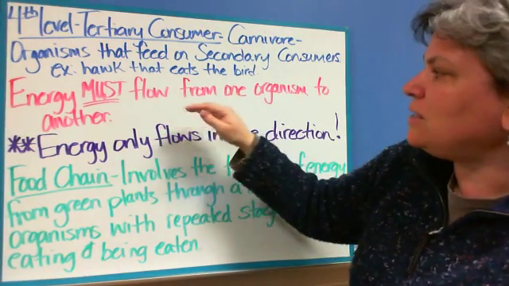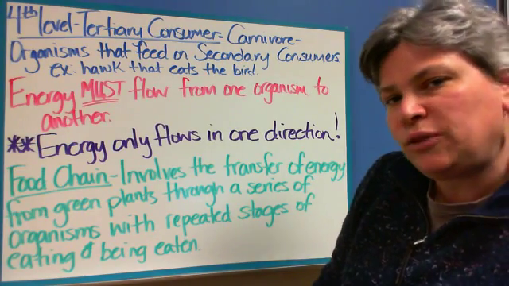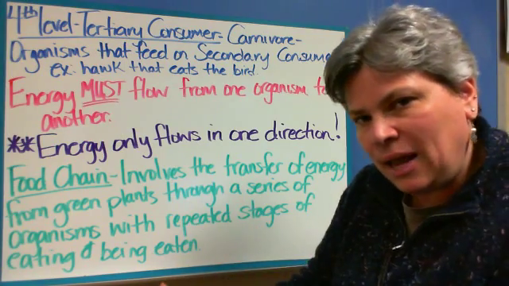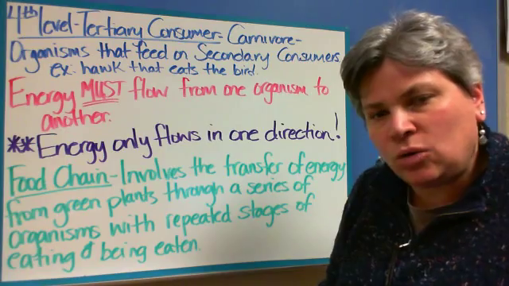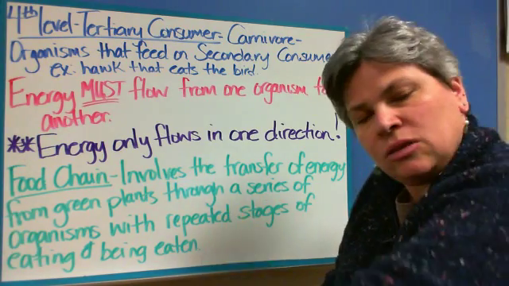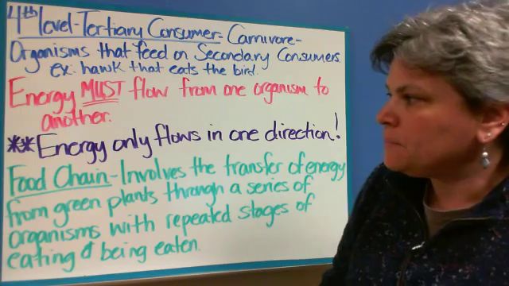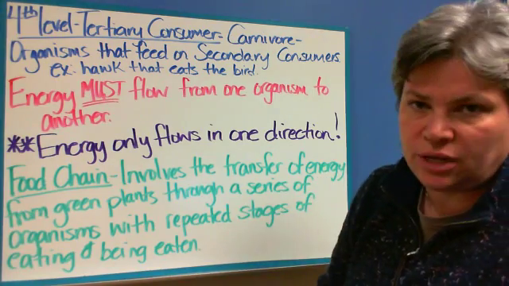The energy has to flow from one organism to another, and that energy can only flow in one direction. It can't go back. Once the snake has eaten the mouse, that's it. We can't go back to the mouse. The mouse is no longer there. Once the mouse has eaten the grass, we can't go back. The grass is no longer there. So what is that whole concept? That's the concept of a food chain.